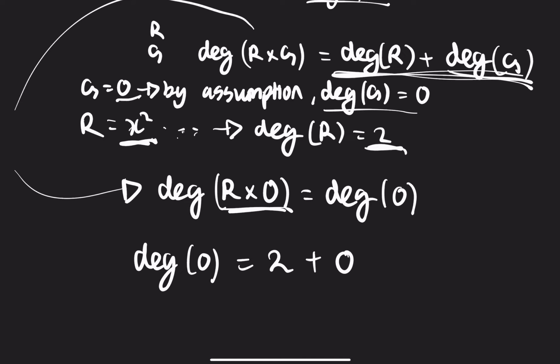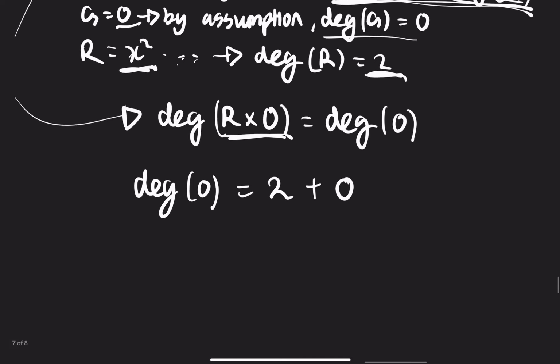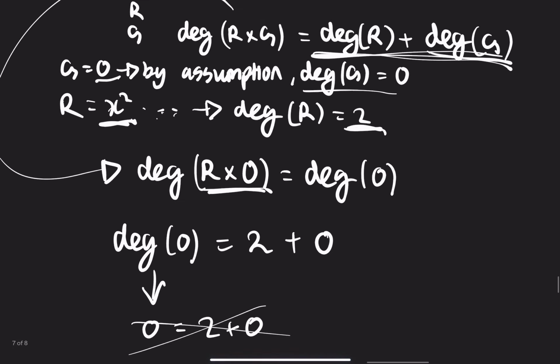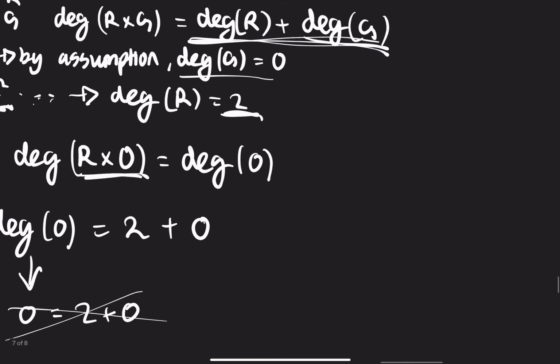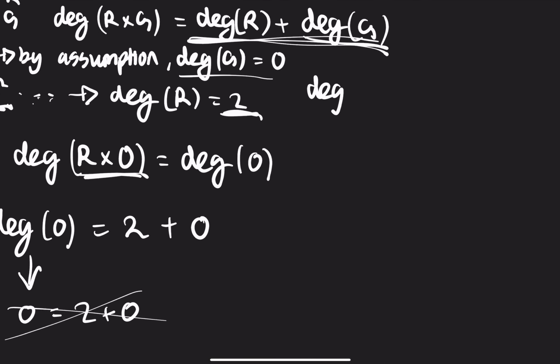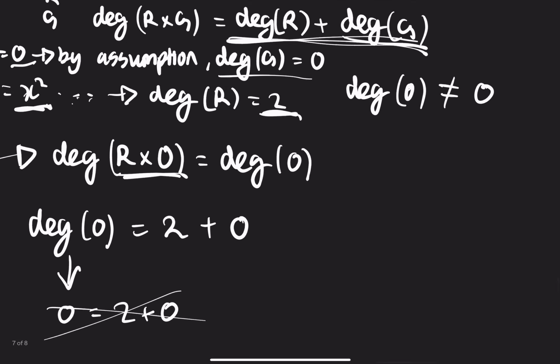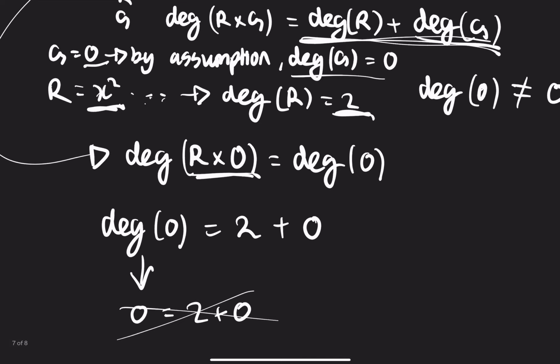Okay, sorry, I just had to think there for a second. Essentially, we've assumed that the degree of 0 is 0. So if we substitute that in to here, we get 0 equals 2 plus 0, which is a rather astonishing result. Yeah, it does not make much sense. So this cannot be true. The degree of 0 cannot be equal to 0, because it just can't work, because 0 is not 2 plus 0. It just doesn't make any sense.